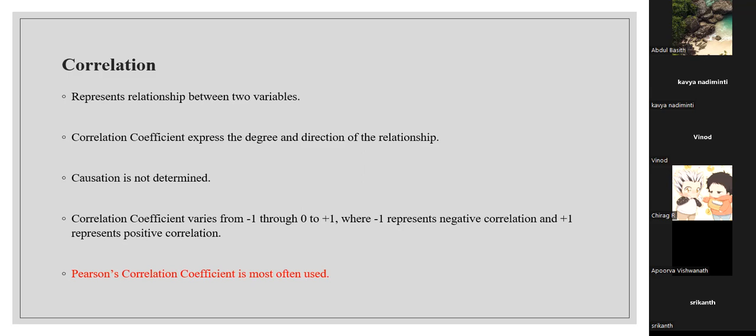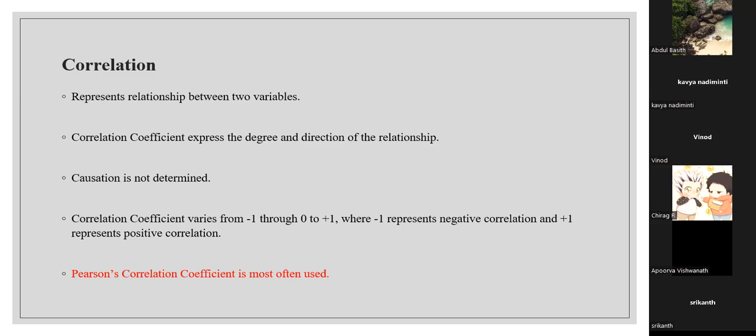Can you give an example of two variables which are correlating with each other? Give one example so that we can understand it in a better way. One for positive correlation and one for negative correlation.